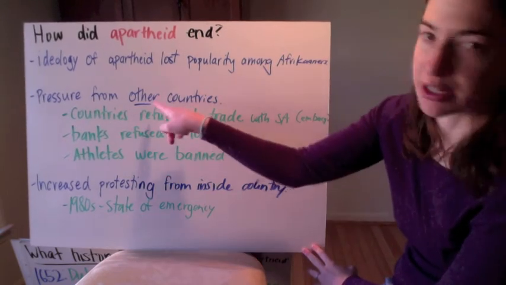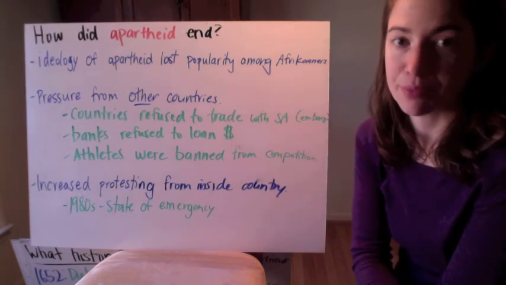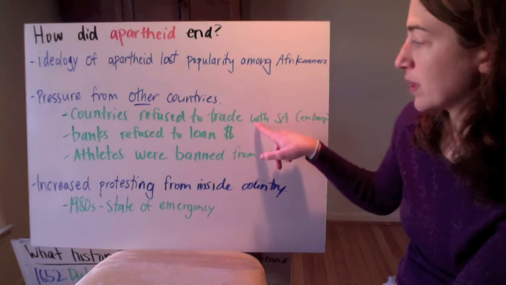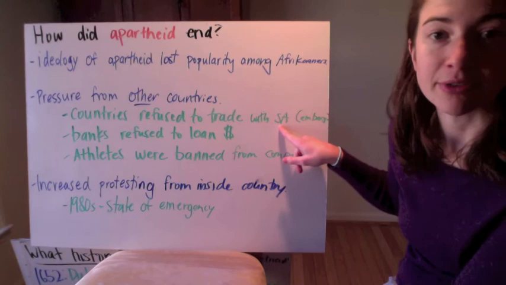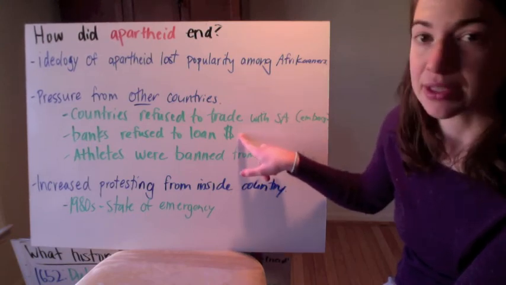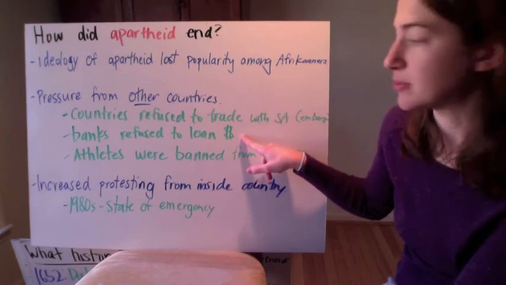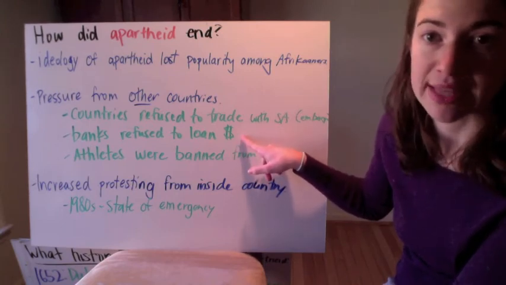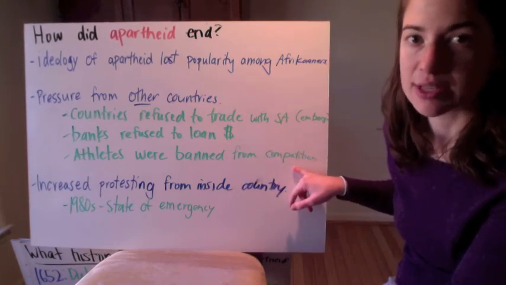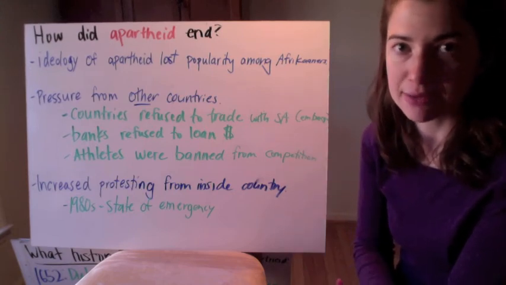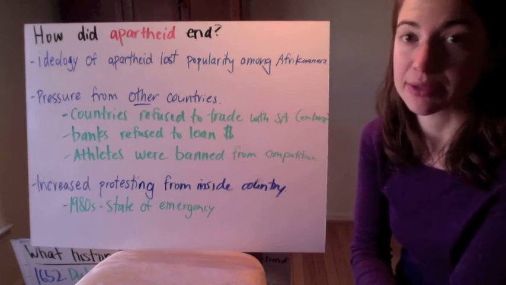There was also pressure from other countries outside of South Africa, like the United States and European countries, who put pressure on South Africa and said, we're not going to trade with you if you are still using apartheid. This is called an embargo. We refuse to trade with you. Banks in other countries weren't going to loan them money, and a lot of countries have to borrow money to be able to pay for things. They refused to loan South Africa any money. And finally, the athletes were banned from any competition. So South Africa couldn't compete in any Olympic Games or in the World Cup. They have a very good rugby team, and that rugby team couldn't compete in international competitions.